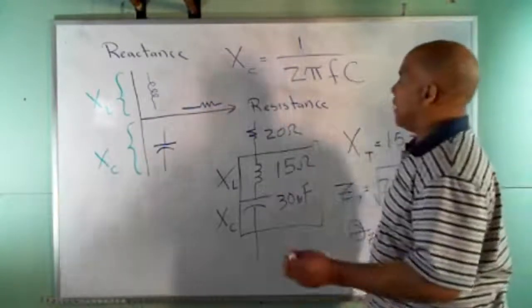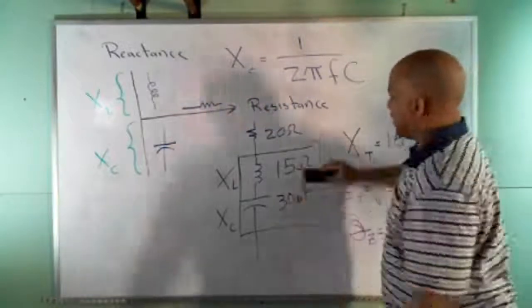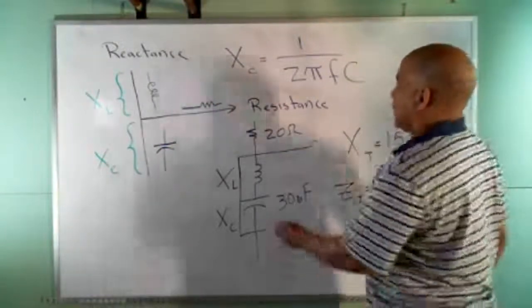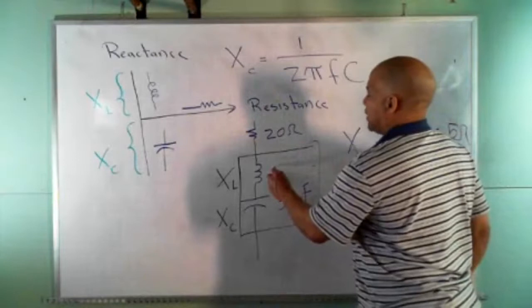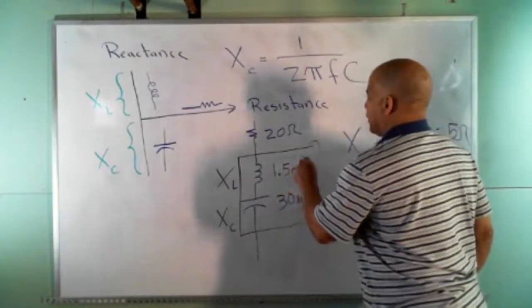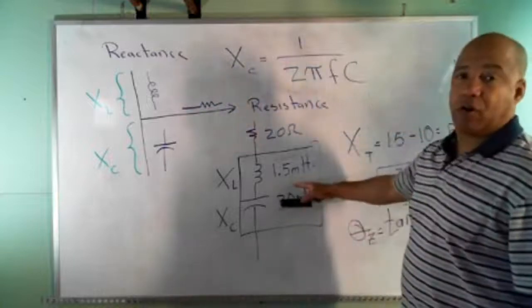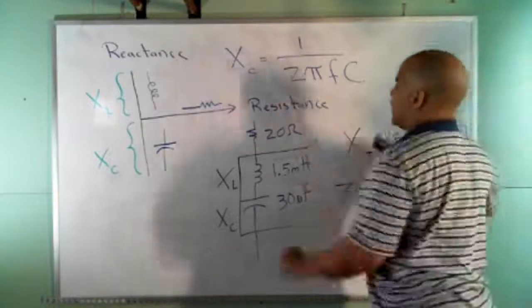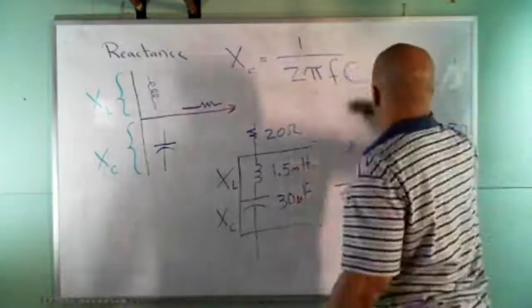Well, what if I have that same situation with XL? What if I said that was 1.5 millihenries? How would I convert that to ohms? Well, there's a formula just like this one that I want to give you, and you can put that in your notes.